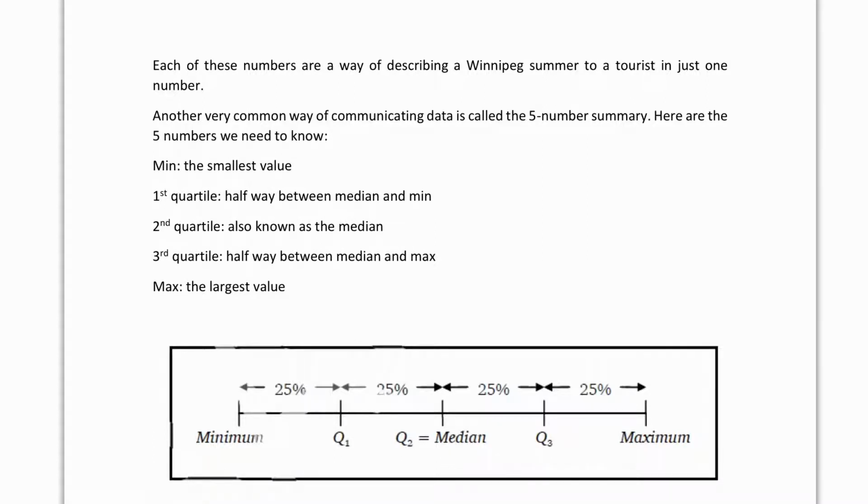There's another common way of communicating data, which is called the 5-number summary. Here we're going to provide the minimum value, the maximum value, and the 3 quartiles: the first quartile, second quartile, and third quartile. Now the second quartile is known as the median. As a diagram, what it means is you're finding the middle of the data. Q1 and Q3 mean you're finding the middle between the middle and the minimum, or the middle between the middle and the maximum. So you're dividing your data into 4 equal sets. So it's 25, 25, 25, 25.